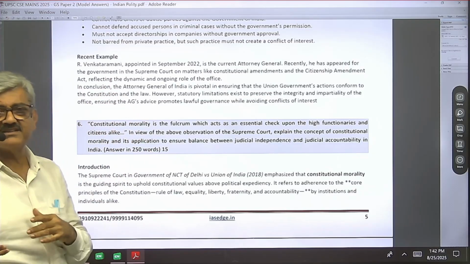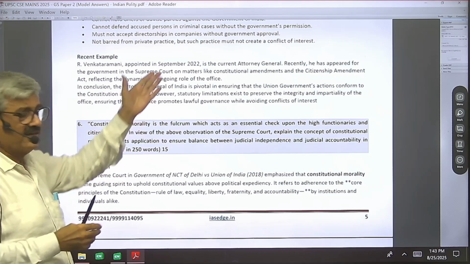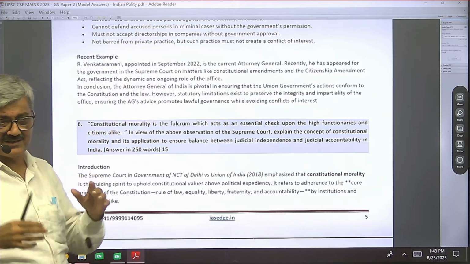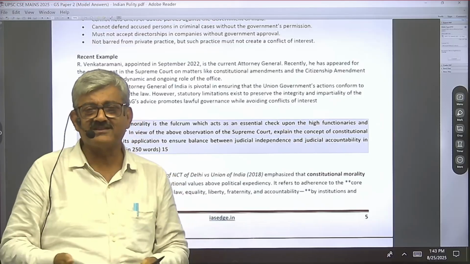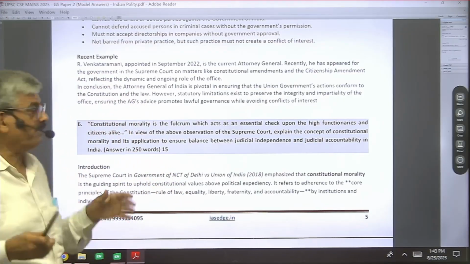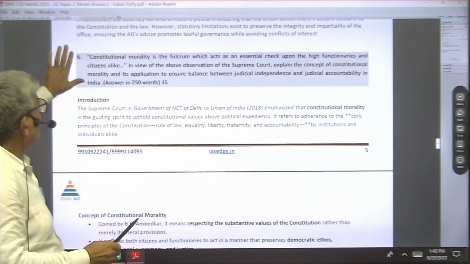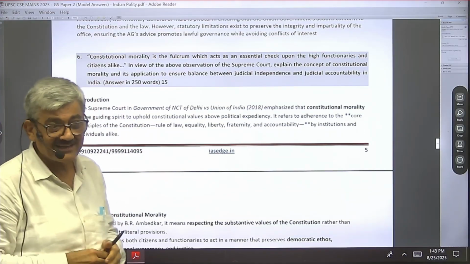Normally when a government changes, the Attorney General also resigns on his own, because again, it's constitutional morality, as we have said. The Supreme Court is also saying that every high functionary, including citizens, is supposed to work under constitutional morality norms. Now, this is how I made the background of constitutional morality.